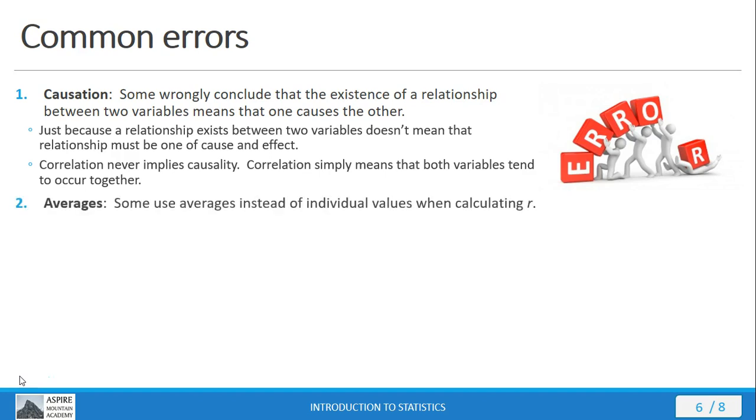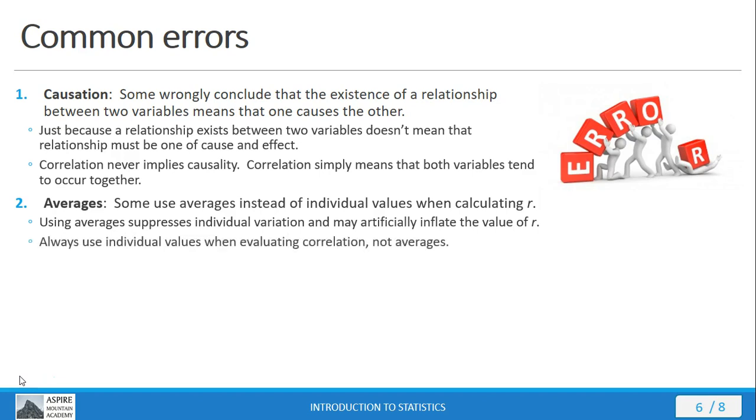Another mistake some students make is with averages. Students nowadays tend not to make this mistake because all your calculations are done by computers. But back in the old days, some students would use averages instead of individual values to simplify that monstrosity of a calculation for R. Yeah, it doesn't work too well because it suppresses the individual variation you get in your data points. So it's not a good idea to use averages. But again, that's not going to be a problem for most students nowadays.